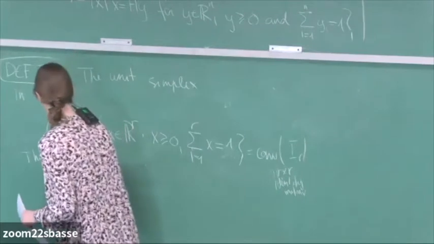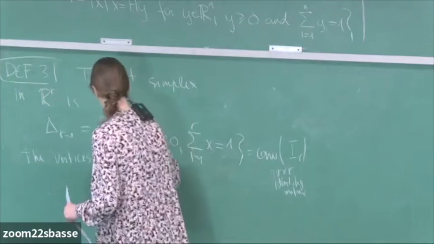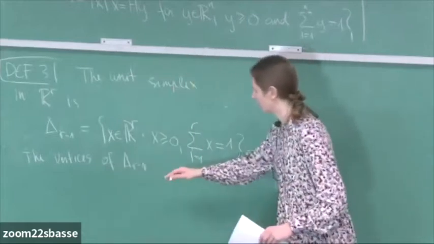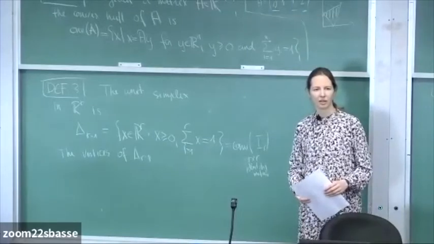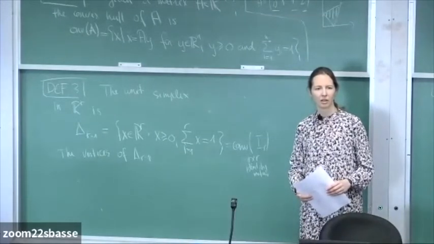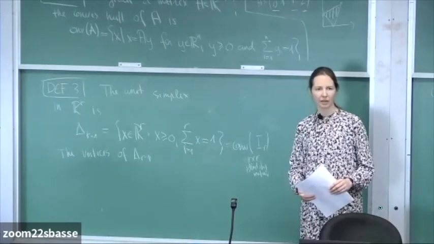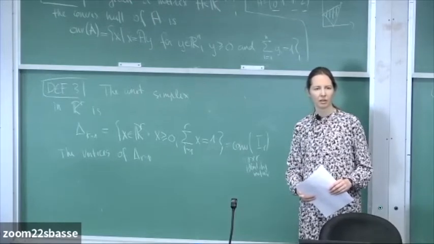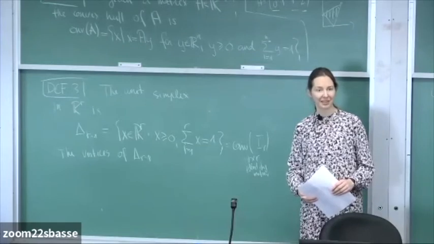Another quick question to make sure that everyone's awake by now. What are the vertices of delta R minus 1? Yes, the condition to be in that unit simplex is that X has to be non-negative component-wise, and the sum should be 1. Exactly. X can be a probability vector also. So it's also known as the probability simplex.